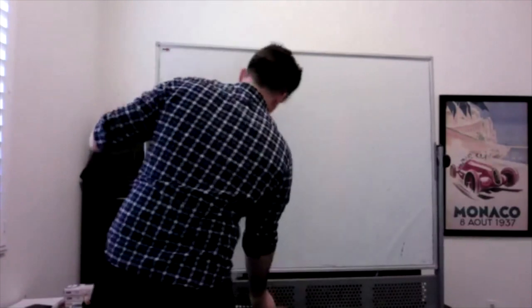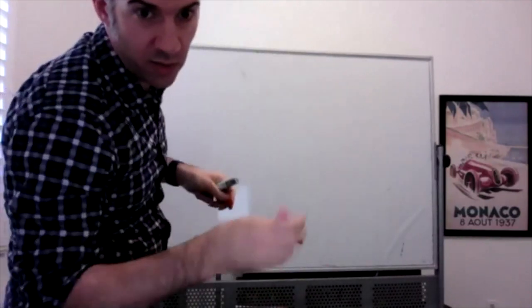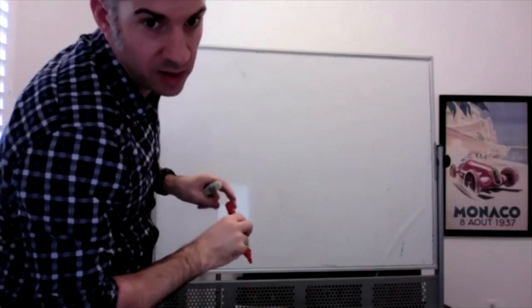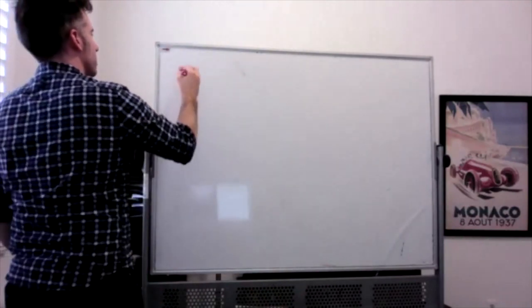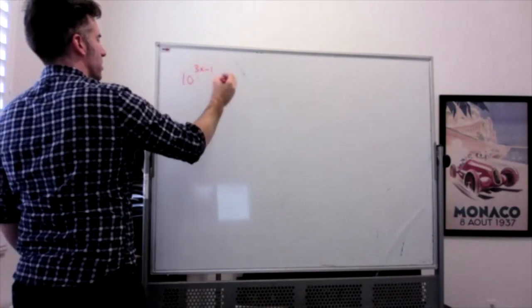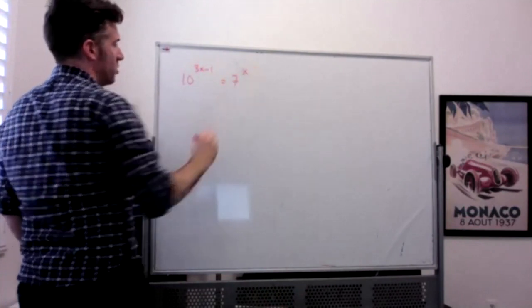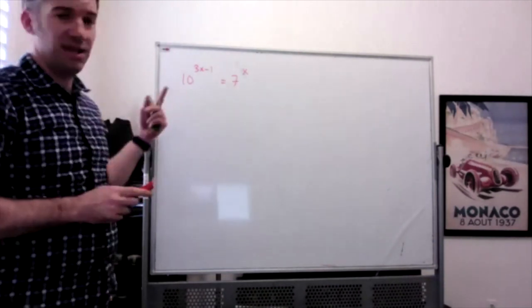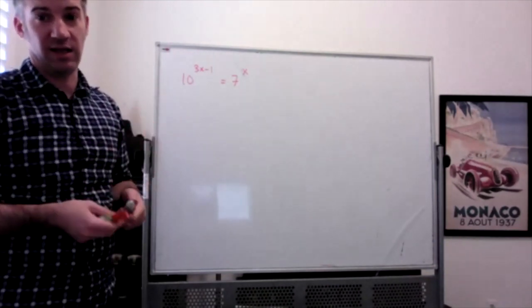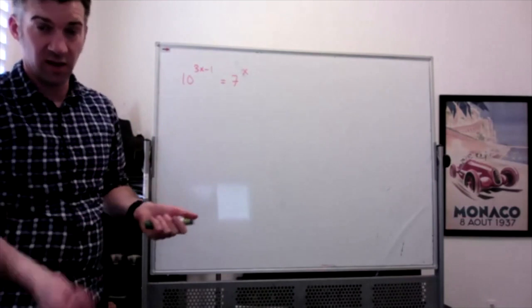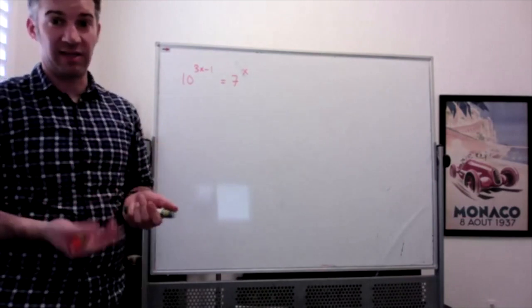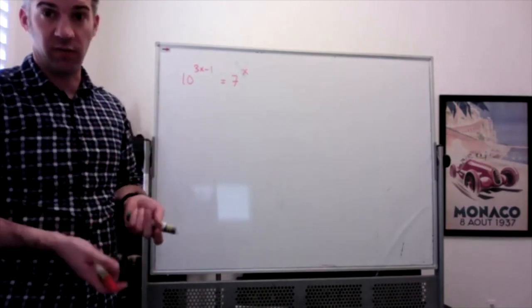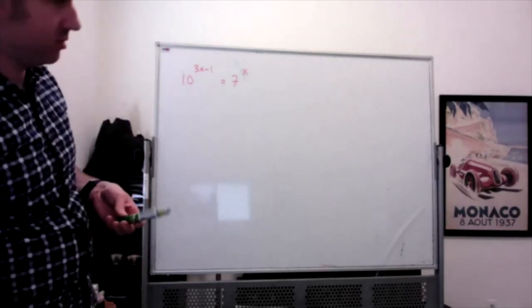All right. Now let's look at number 13. 10 to the 3x minus 1 equals 7 to the x. You can use any base you want, but if you've got 10 as one of your bases, it usually makes sense to take the log base 10 of both sides. Just like if you've got e as one of your bases, it makes sense to use the natural log of both sides because it just makes things work out nicer.